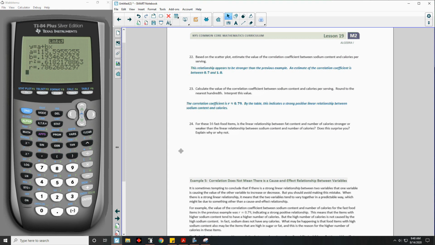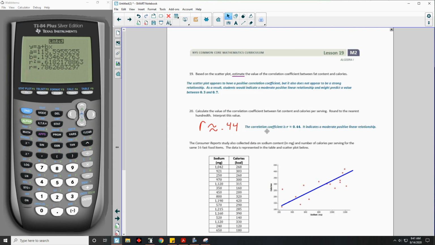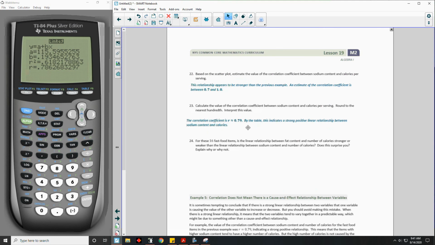24. For these 16 fast food items, is the linear relationship between fat content and number of calories stronger or weaker than the linear relationship between sodium content and number of calories? Does this surprise you? Explain why or why not. So now it's really easy to see which one has a stronger relationship by just looking at the value. The salt had a 0.79 R value, and the fat content had a 0.44 R value. Well, 0.79 is more than 0.44, so salt is more of a reason for caloric increase than fat is.